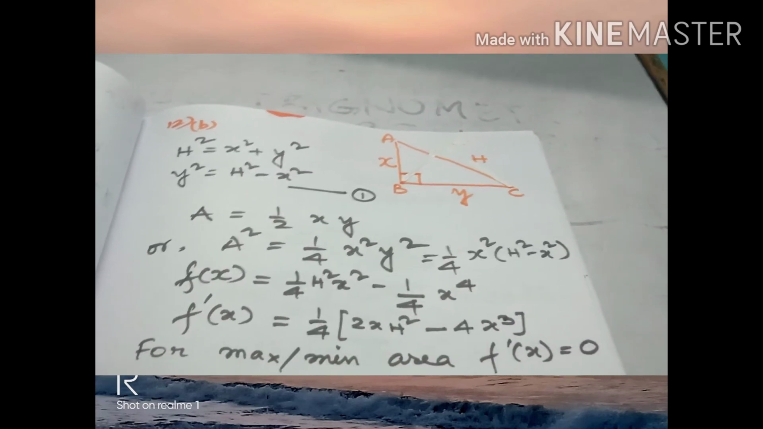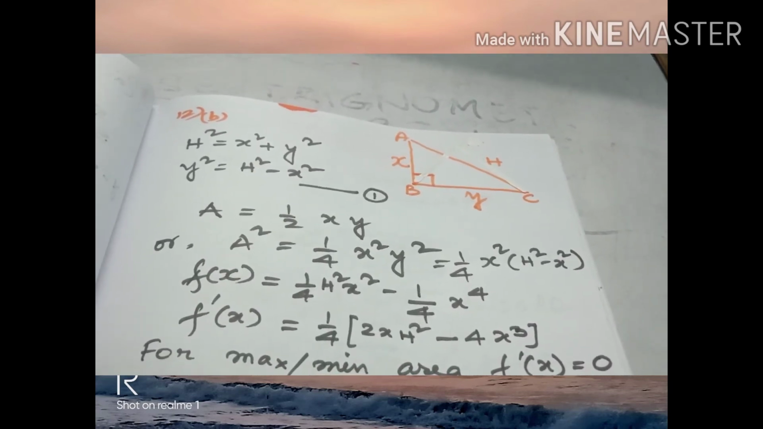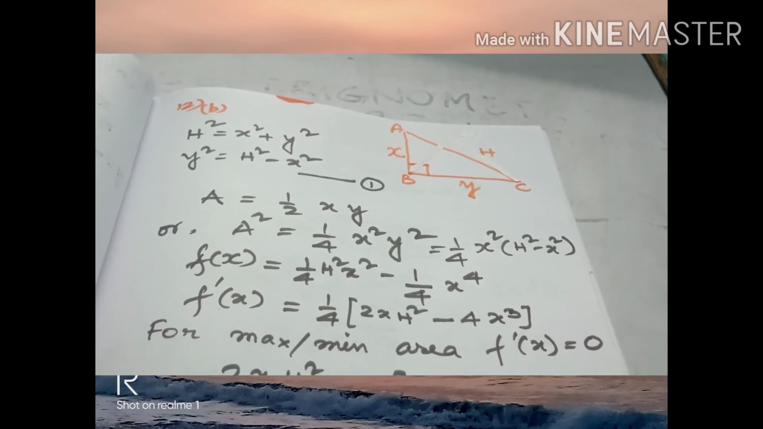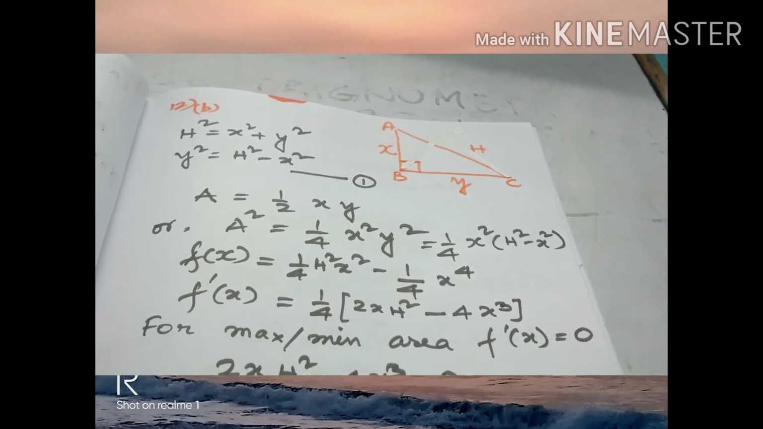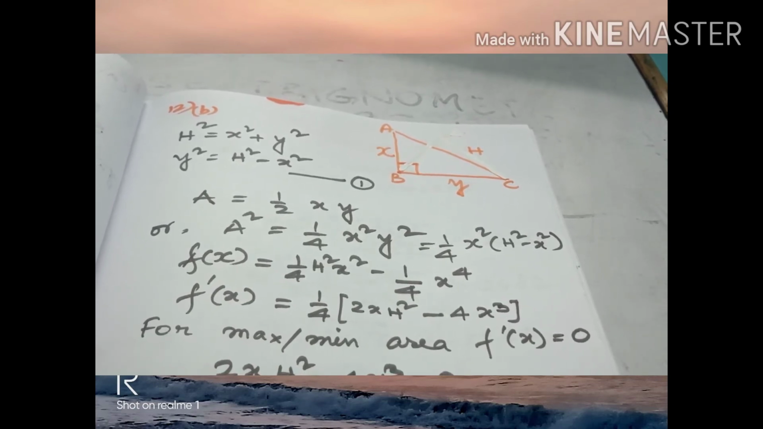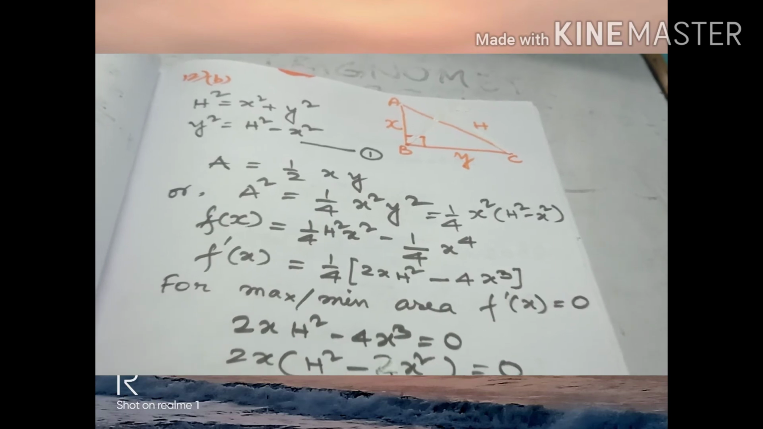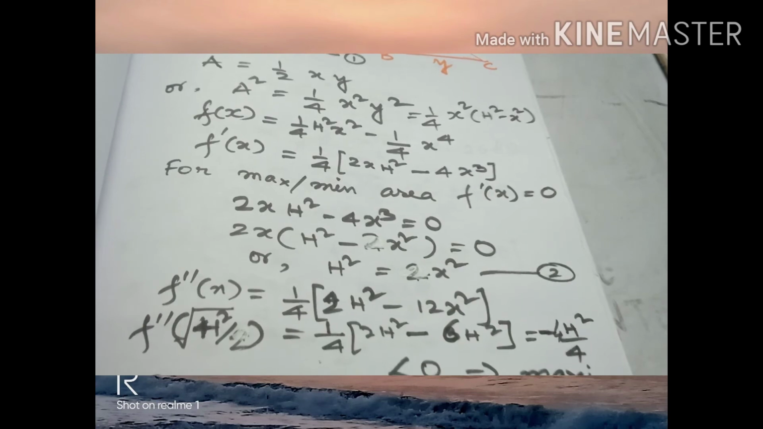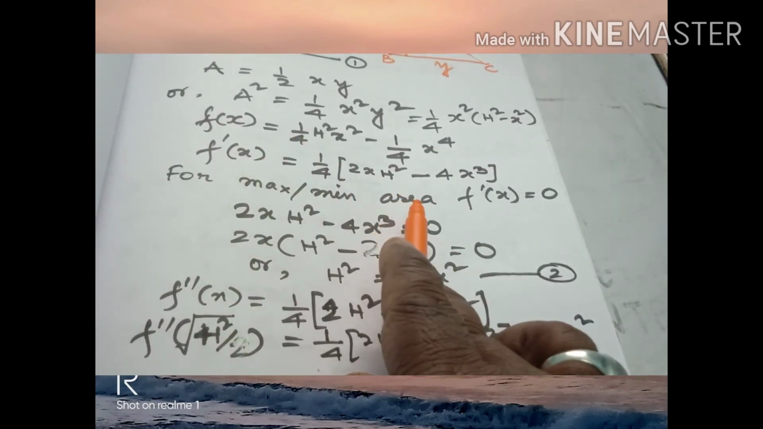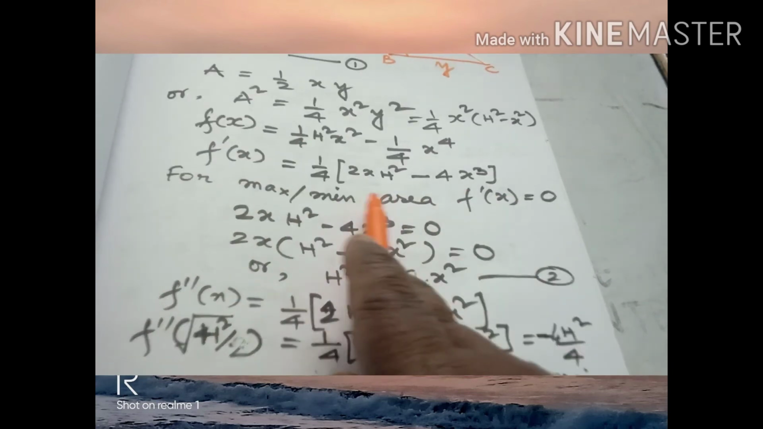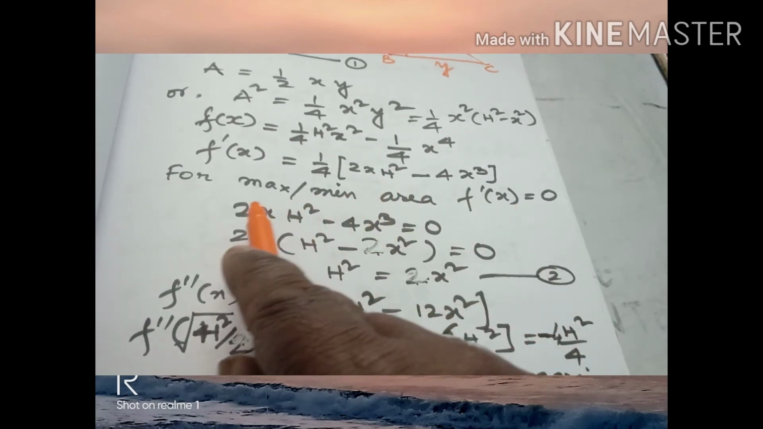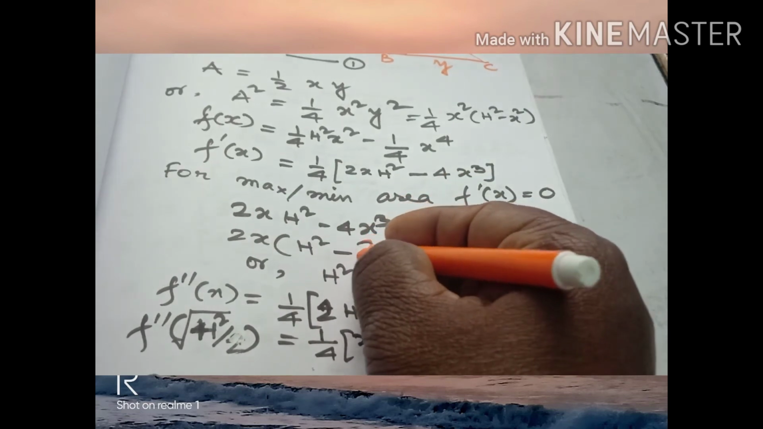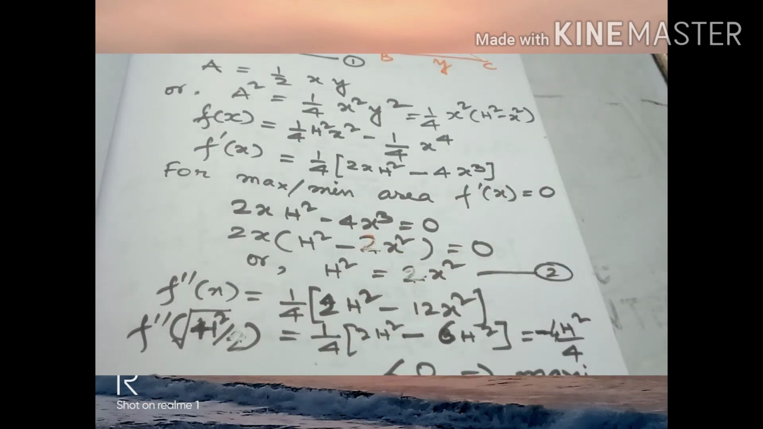Area of the triangle is half base into altitude. So A square, we are squaring both sides because it will be easy for us to substitute. So we get A square as a function of x. If we maximize or minimize that function of x, we will be able to decide whether it is maximum or minimum. So we get this function f(x), and then the derivative is this. On finding the derivative, f dash x will be 0. So 2x h square minus 4x cube is 0, or h square we get 2x square.